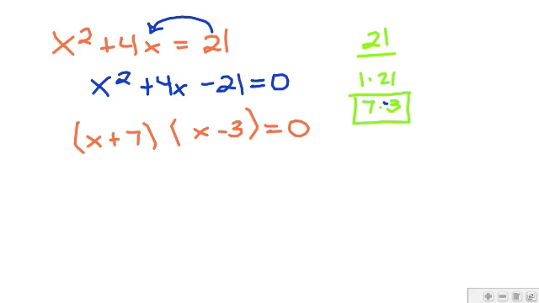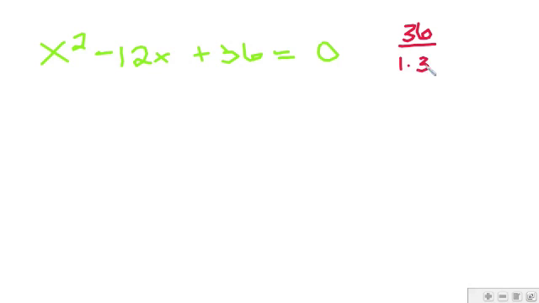Now, this looks just like the problems we just finished doing. The opposite of positive 7, negative 7. The opposite of negative 3, positive 3. And that is my solution set for that problem. Okay.